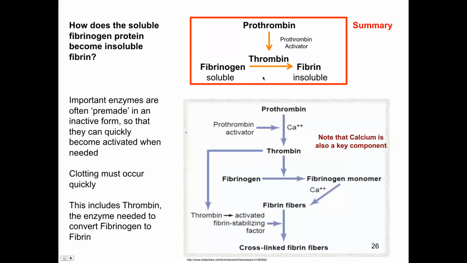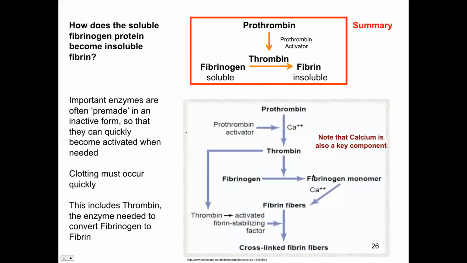And there's many, many steps involved in the formation of a clot, but this is just the last one. Okay, so as I said here, many of these important enzymes are pre-made in an inactive form so that they can quickly be activated when needed. So clotting has to take place quickly. So this includes the enzyme thrombin. That enzyme is going to be converted from prothrombin, and it's going to do its job converting fibrinogen to fibrin.